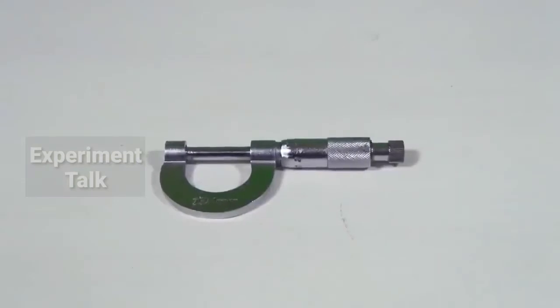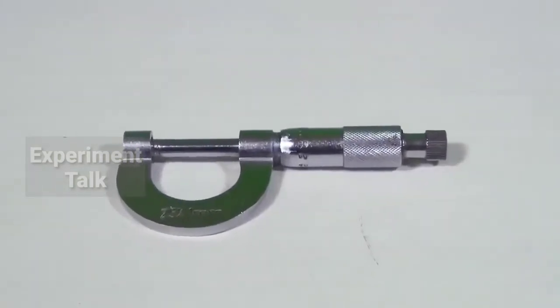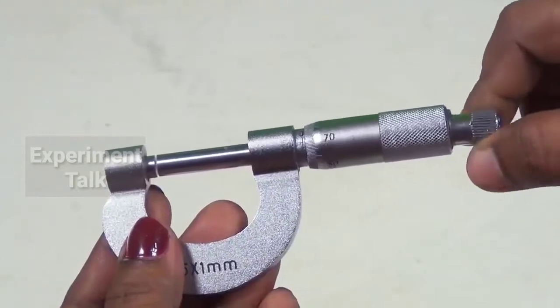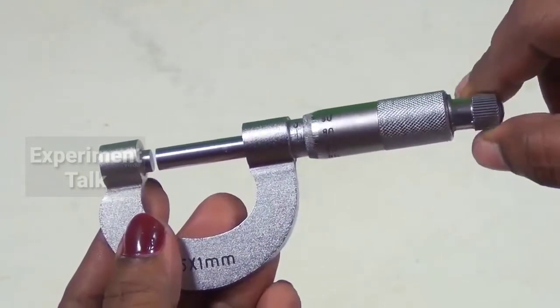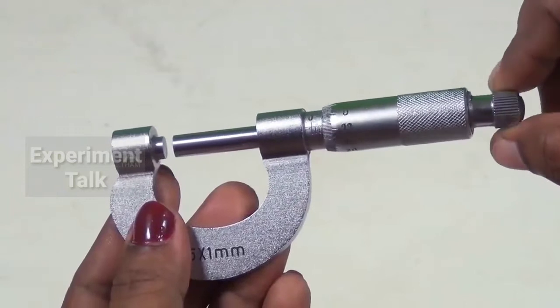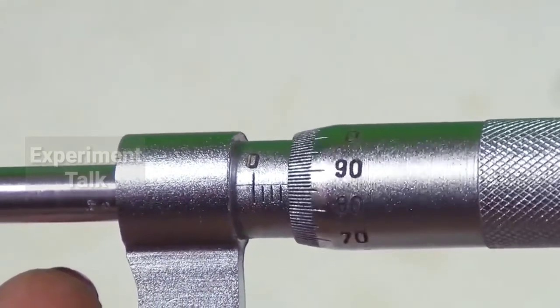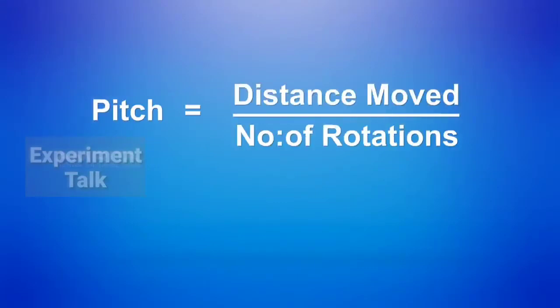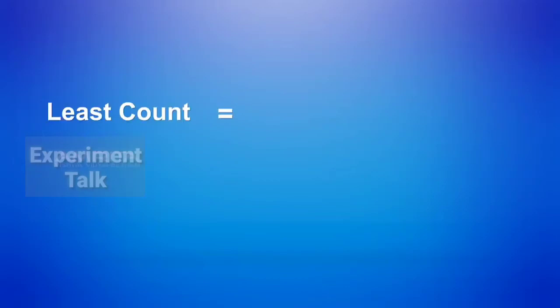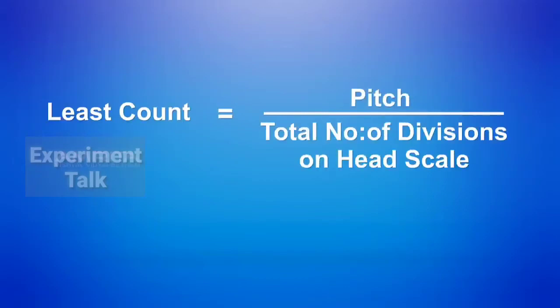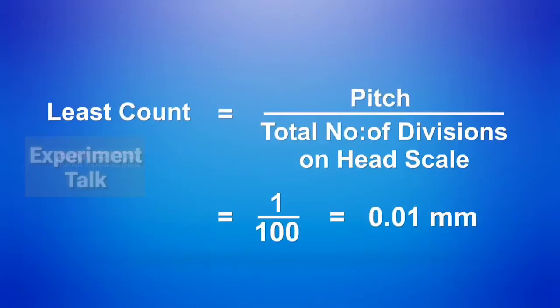Procedure. First, to determine the pitch and least count of the screw gauge, rotate the screw 4 times and note that 4 mm has moved on the pitch scale. Then, the pitch is equal to the distance moved divided by the number of rotations, which is 4 by 4, that's equal to 1 mm. Least count is equal to pitch divided by the total number of divisions on the head scale, which is equal to 1 by 100, that is 0.01 mm.